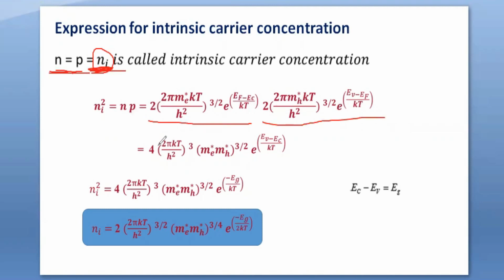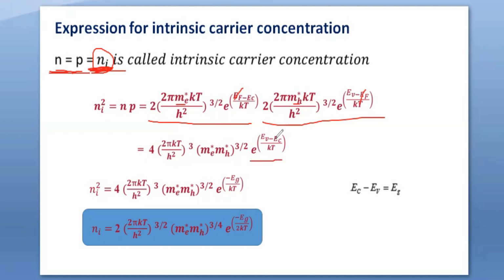Here 2 into 2 is 4. In these brackets, though they have power 3 by 2 except me star and here mh star, the remaining is all the same. They are brought out separately, like (2 pi kT by h square) power 3, since 3 by 2 plus 3 by 2 becomes 3. And me star, mh star in a separate bracket power 3 by 2. E to the power of (EF minus EC plus EV minus EF) by kT. So this plus EF and minus EF get cancelled. Finally, this becomes e to the power of (EV minus EC) by kT.